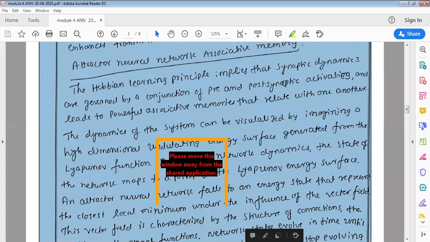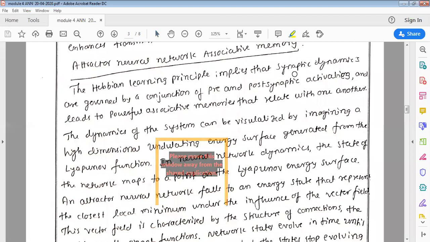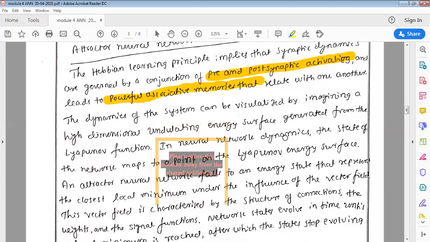And we know that the pre and post synaptic activities are very important in order to train a neuron, such that it will learn whatever the previous neuron and the next neuron have learned, and this way multiple neurons get trained. The neurons in between the already trained neurons will also get trained, and that leads to a powerful associative memory, where they relate with one another.